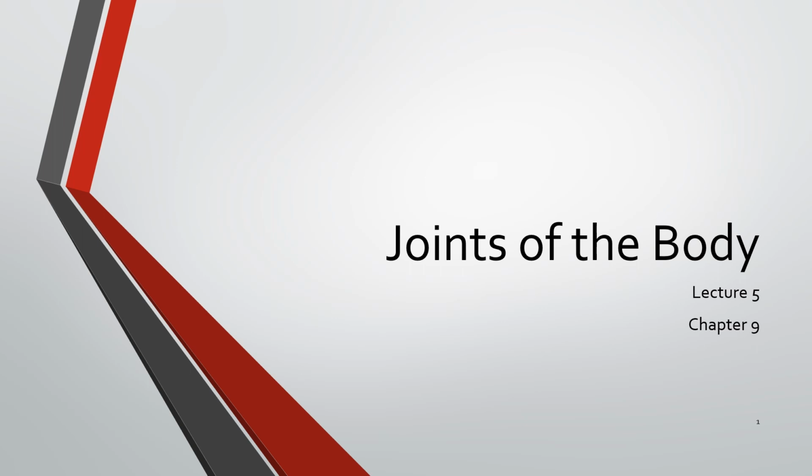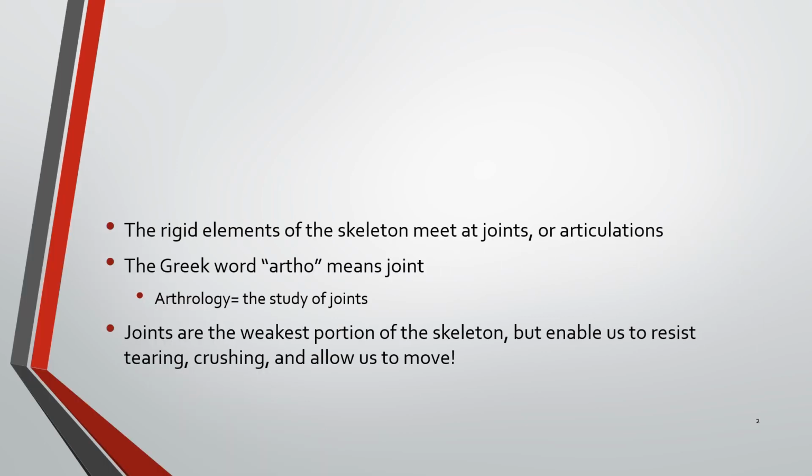Okay, lecture 5. Today we're going to be talking about the joints of the body, the components that make up a joint, and also the various classifications of joints that we have. The rigid elements of the skeleton meet at joints or articulations. Joints are considered the weakest portion of our skeleton, but the good news is they enable us to resist tearing, crushing, and they're what allows us to have the movements that we have.